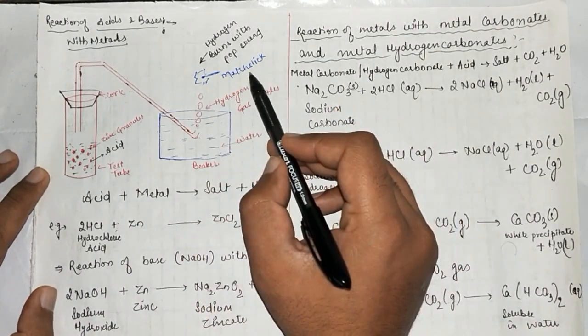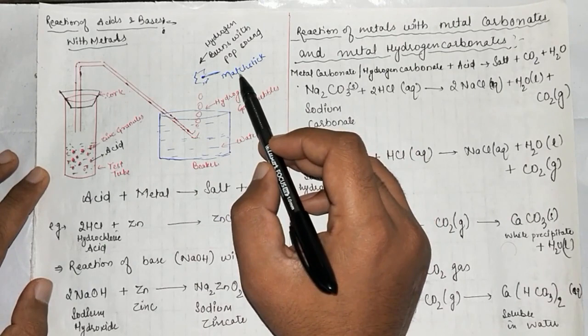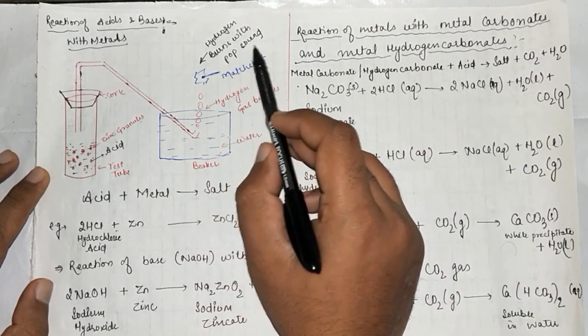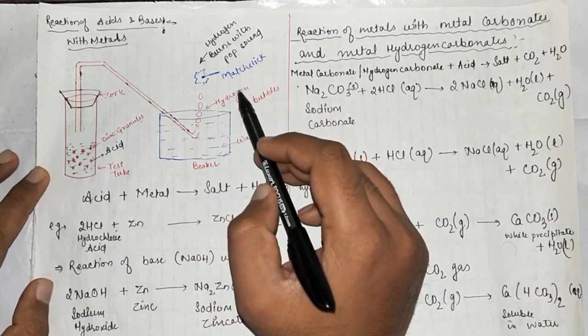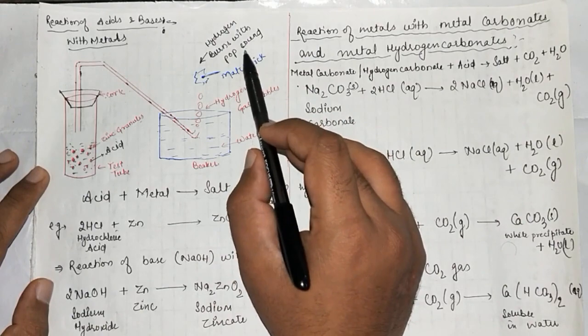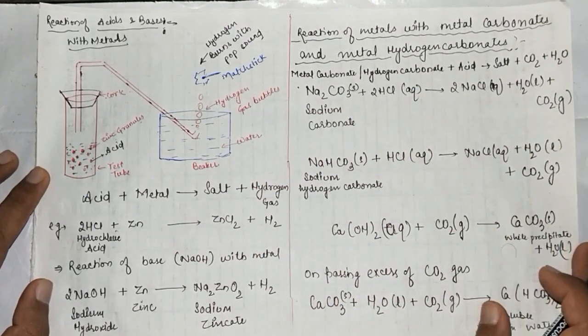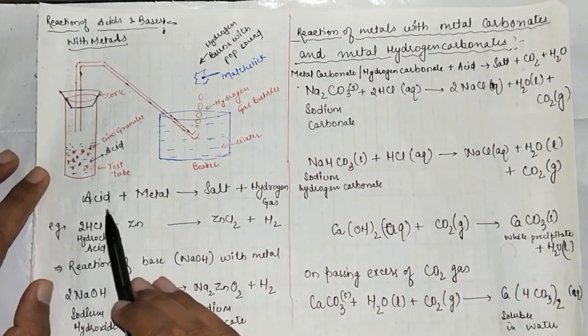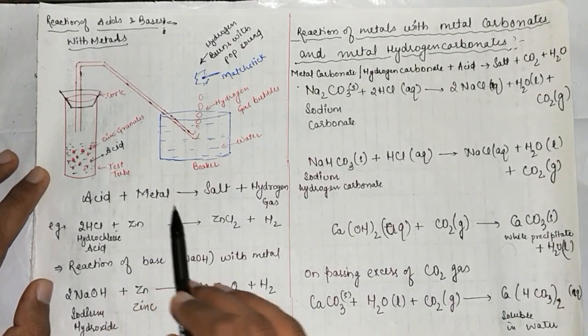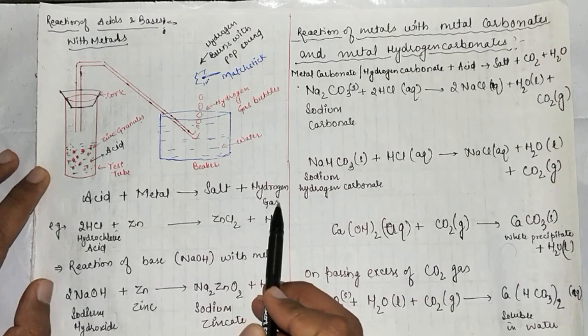When we bring a burning matchstick near it, the gas burns with a pop sound, and it confirms that the gas evolved is hydrogen gas, because only hydrogen gas burns with a pop sound. So what reaction takes place here? When acid reacts with metal, it forms salt and hydrogen gas.